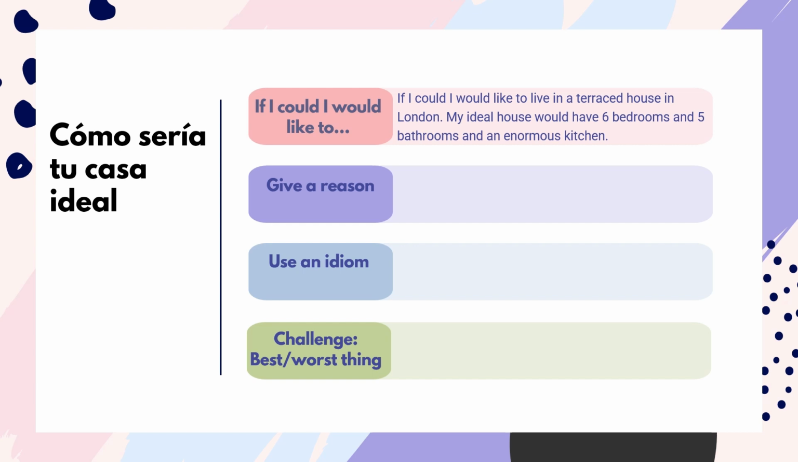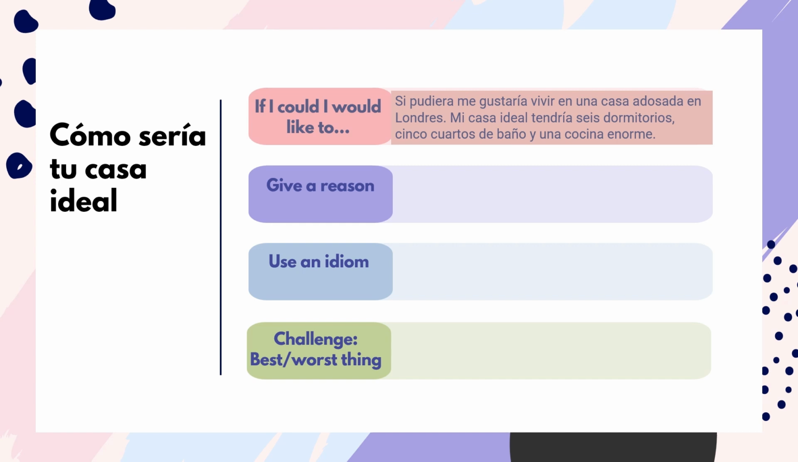Okay, so this is what we should have. Si pudiera, me gustaría vivir, remember infinitive, en una casa adosada en Londres. People often write London, and Londres is one city name that does change in Spanish, so try and remember that. Mi casa ideal tendría 6 dormitorios, 5 cuartos de baño, remember how we pluralize this, y una cocina enorme. Okay, so this is really nice because we've got imperfect subjunctive with the si, we've got conditional tense times 2, one of those being an irregular verb, and lots of nice vocabulary.